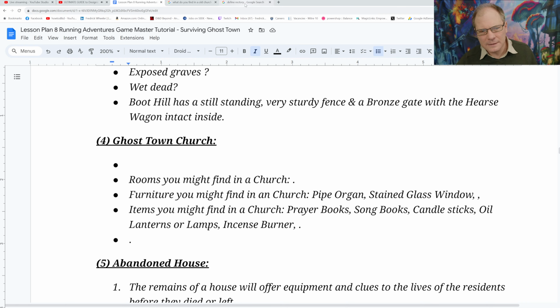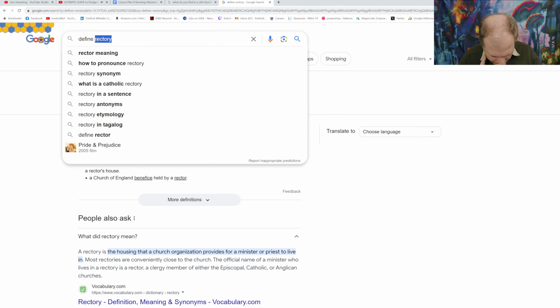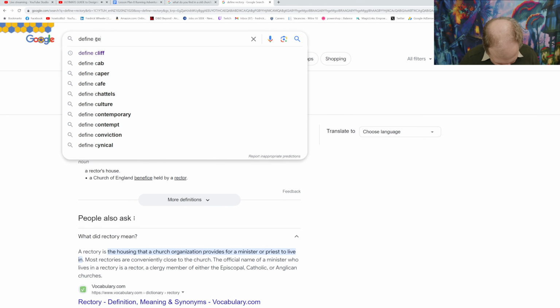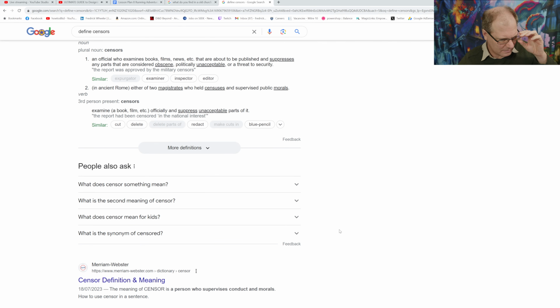Censers. What's this? Victorian censers. An unofficial, an ancient, no. Exam, a book, film, no. I'm not sure what this is referring to. I've heard of them, but I don't know what it is.